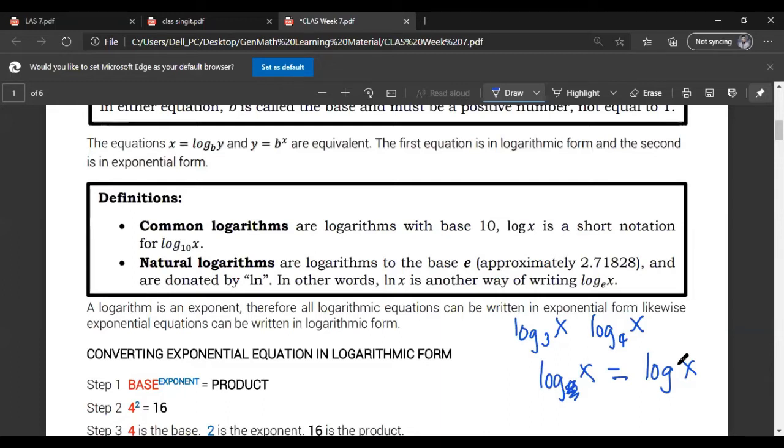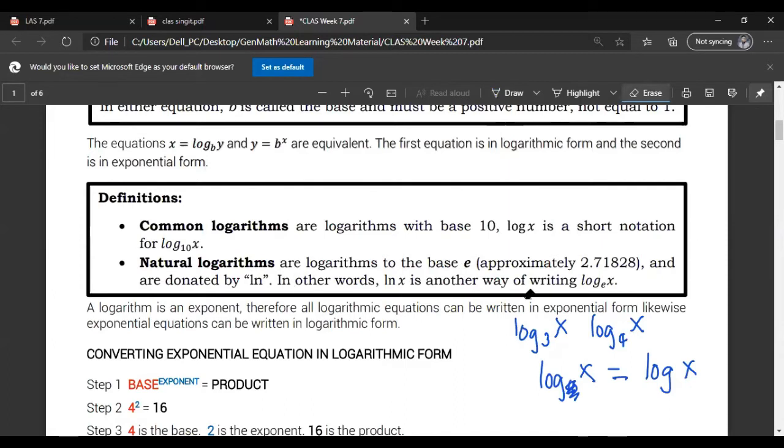Naalala niyo kapag exponent ng isang variable, 'di ba? Walang exponent. Anong exponent nun kapag wala siyang exponent? 1. Very good. How about pag index ng radical sign? Pag walang index ang radical sign, ano ang index niya? 2. Okay, tama. Same way goes with our logarithm. Kapag walang base ang isang logarithm, therefore the base is 10. Okay? So that is common logarithm.